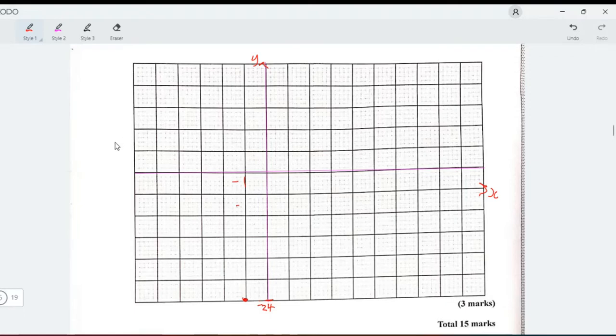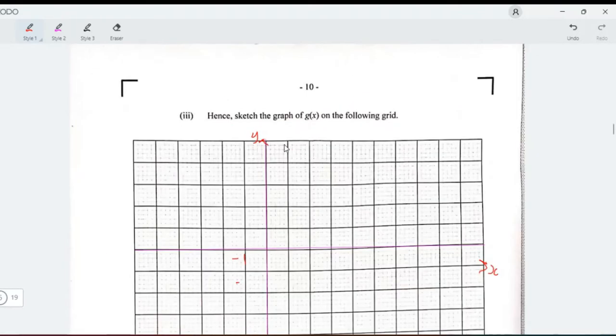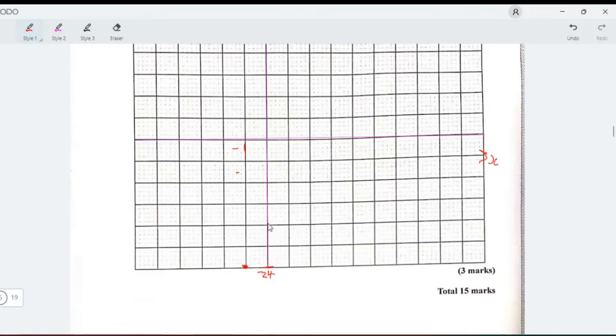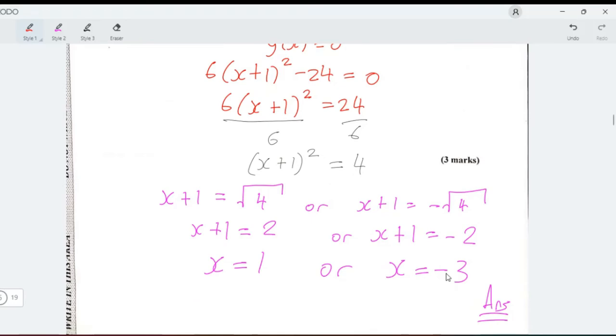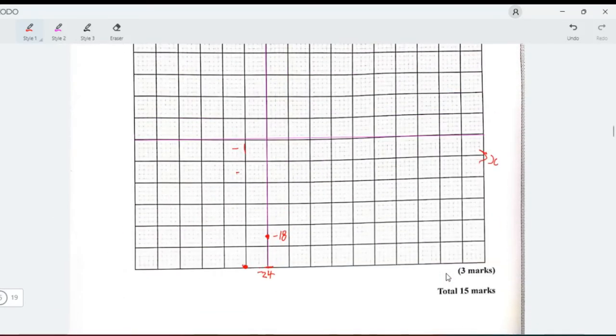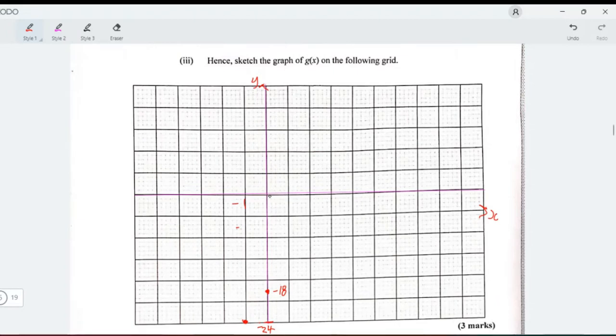Now the next thing is the y-intercept. Now the y-intercept is negative 18. So this would be negative 20, this would be negative 16. So in the middle is the negative 18. This is negative 18. All right. Then next thing is the roots. What are the roots? The roots are positive 1 and negative 3. This is positive 1, negative 2, negative 3. Right, so now I can give them a sketch. So these are my roots. So I like to put on the critical points first and then I draw the graph.